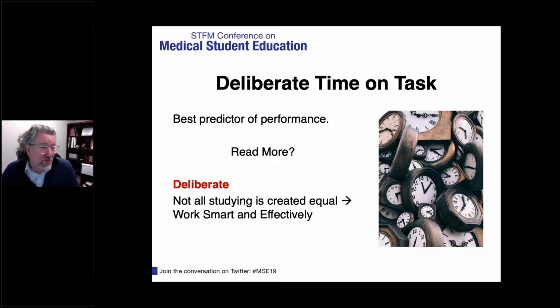So for any of you in the webinar, or for anyone who knows colleagues who have ever written "read more" as the feedback to a learner, you're not wrong. We do need to read more, right? Or we do need to work more. We do need to spend more time on task. But notice the modifier. It needs to be deliberate, because not all studying is created equal. And given medical students' and family medicine residents' limited time, we want them to work smart, efficiently, and effectively to produce the highest yields in what they're doing.